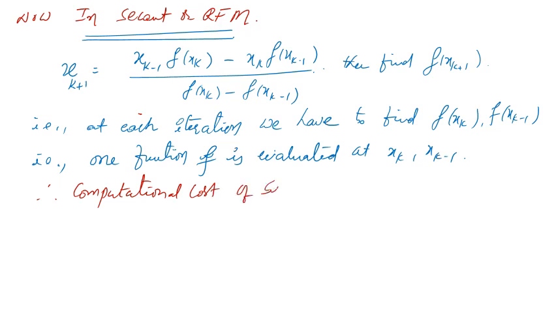Therefore the computational cost of the secant or regula falsi method is what? One function evaluation is enough. One function is evaluated.